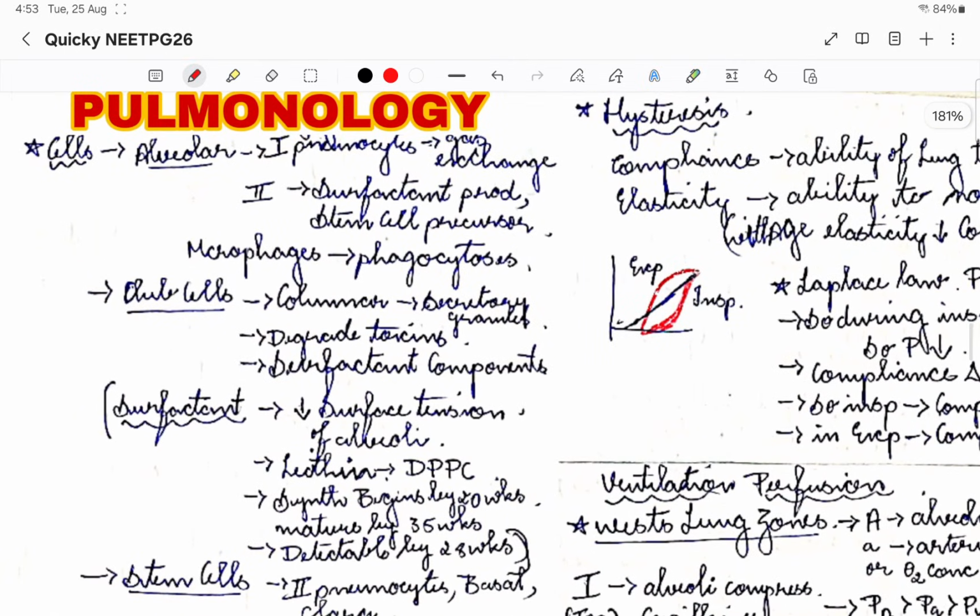The cells that are present in the lungs are the alveolar cells and the club cells. In alveolar cells there are two types, type 1 pneumocytes and type 2 pneumocytes. Type 1 pneumocytes are responsible for gaseous exchange, in the alveoli. Type 2 pneumocytes are the surfactant producers and the stem cell precursors. There are also macrophages in the alveoli, which are helpful for phagocytosis.